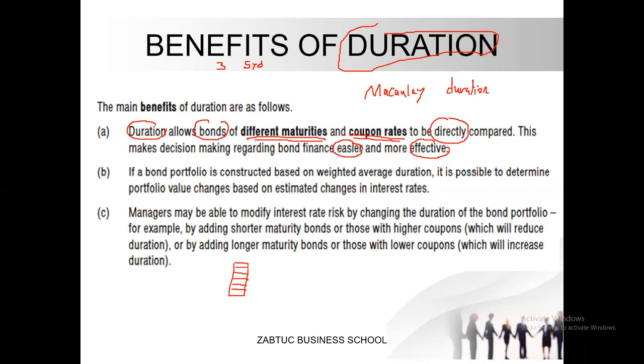If a bond portfolio is constructed based on the weighted average duration, it is possible to determine the portfolio value change based on estimated changes in interest rates. What does that mean? You're a fund manager and you've got so much money in this portfolio of different bonds. What is your worry as a fund manager or as an investor? When you hear that interest rates, yields, have gone up or gone down, what you want to know is, what is the impact on the market value of my bond?